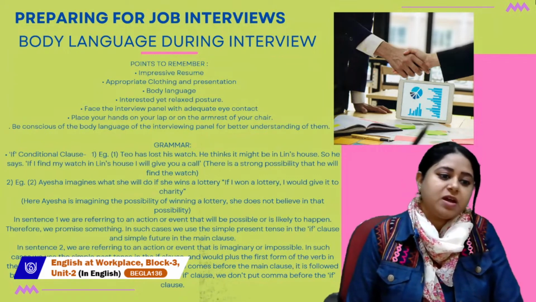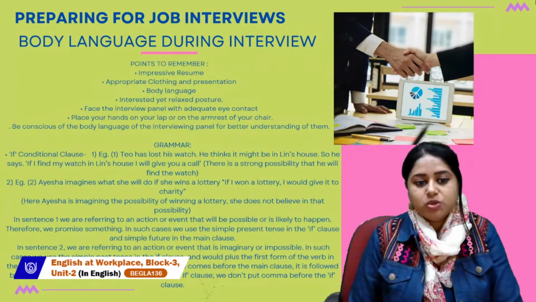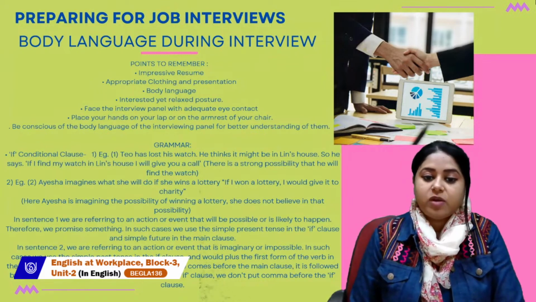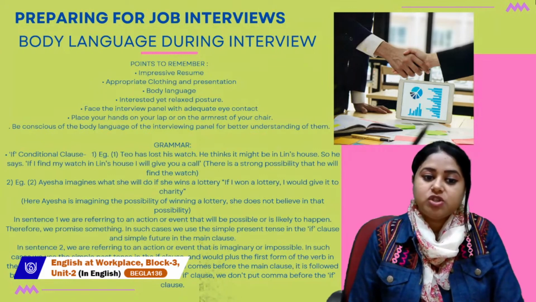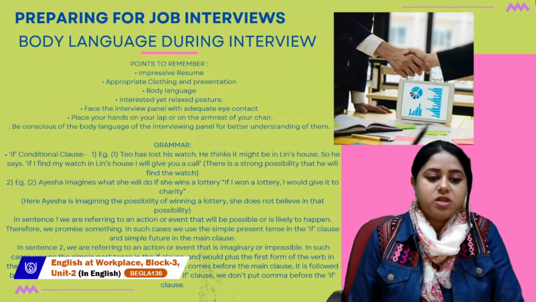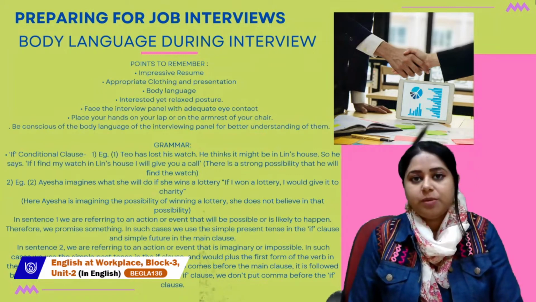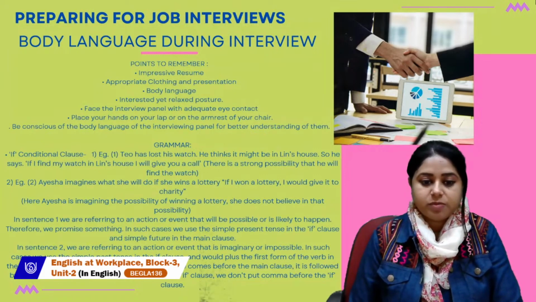Now, second, Aisha imagines what she'll do if she wins the lottery. If I won a lottery, I would give it to charity. Now, here, Aisha is imagining the possibility of winning a lottery, but she does not believe in that possibility so much.